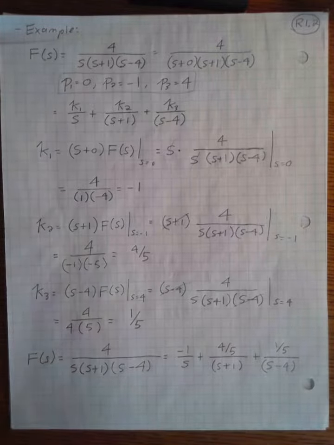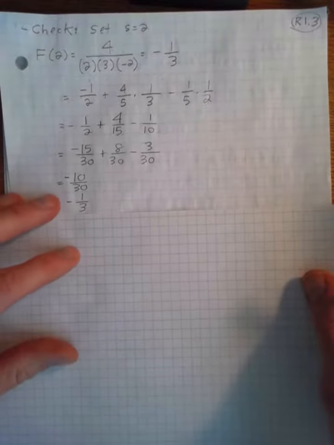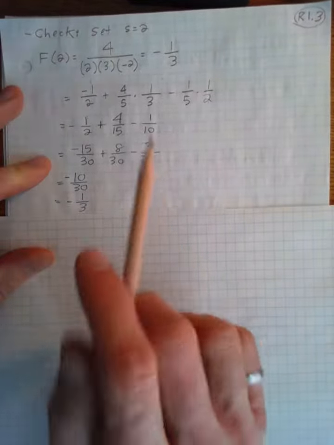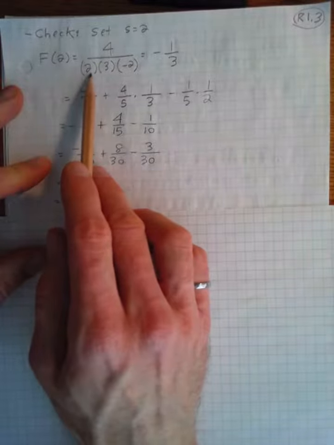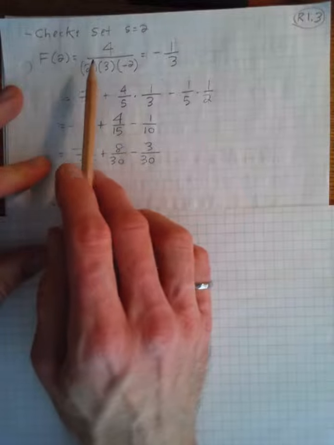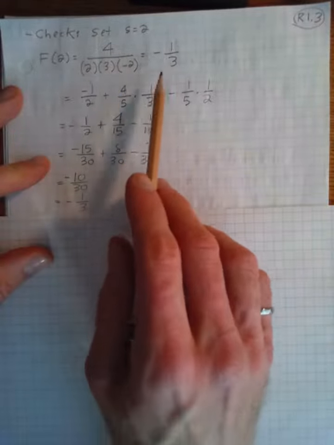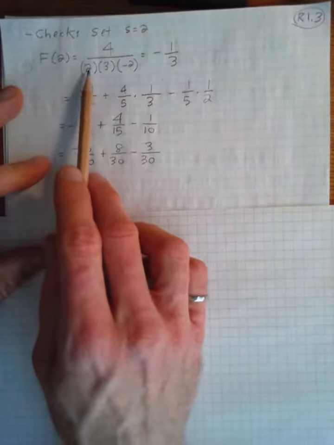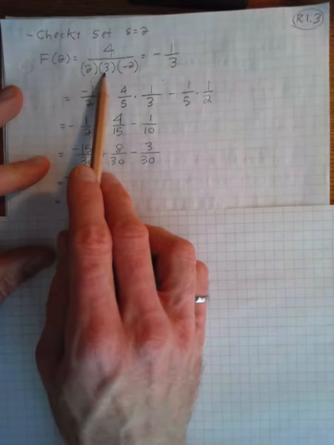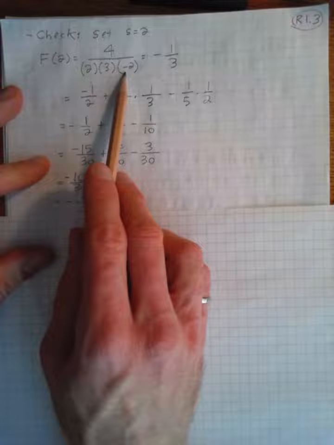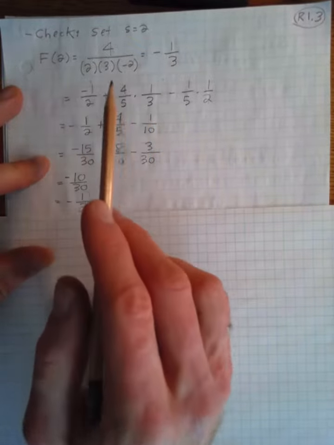And that's what I've done here. So if we set s equal to 2, then the left-hand side is equal to 4 over 2 times 3 times minus 2. And that's equal to minus 1/3. And again, this is the s term. This is the s plus 1 term. This is the s minus 4 term. And that value is equal to 1 over 3.